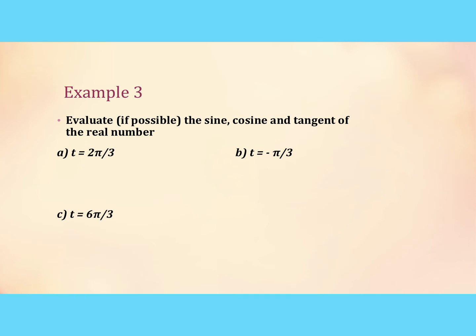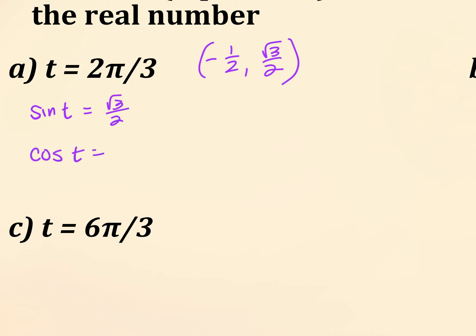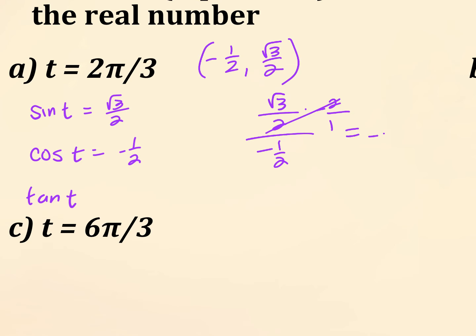Okay, now go a step further. It says evaluate, if possible, the sine, cosine, and tangent of the real number. So now it's giving me the angle, and I've got to just do those three, sine, cosine, tangent. We just had this one, right? 2 pi over 3 is negative 1/2 and root 3 over 2. So what's the sine there? Root 3 over 2. What's the cosine? Negative 1/2. Tangent is root 3 over 2 over negative 1/2. Keep, change, flip. Negative root 3.